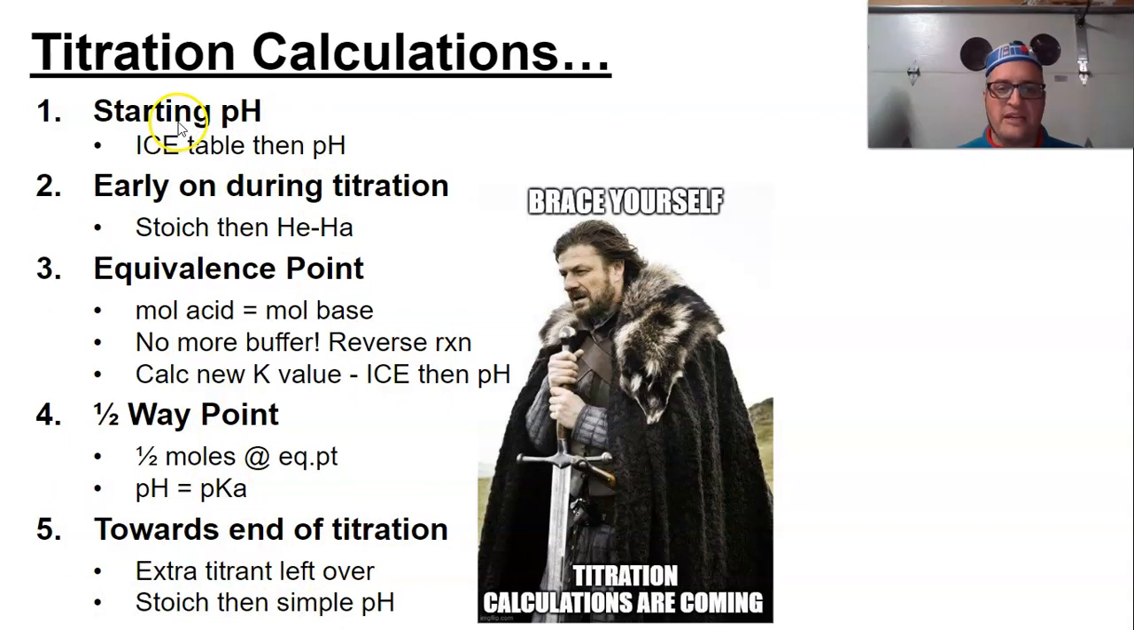So, starting pH, where you're starting from. Early on the titration, this is where you have it as a buffer. So you need to do some stoichiometry and then the Henderson-Hasselbalch. Equivalence point, that's where they're in the middle. You don't have a buffer anymore. All you have is the reverse reaction because of what you're starting with is what you're ending with. Maybe calculating a new K value, ice table, then pH. So a lot simpler steps.